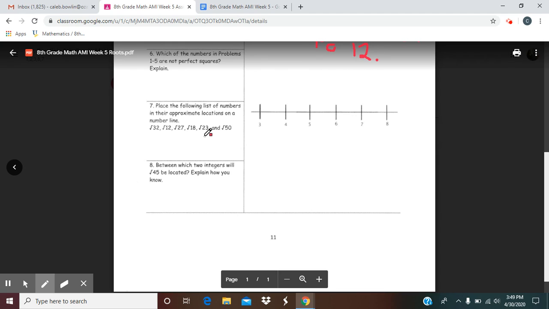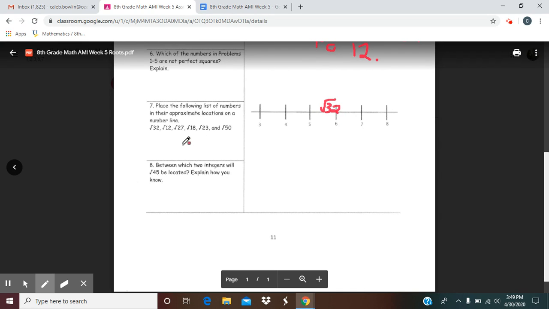Now I'm going to confirm that in my calculator by trying to take the square root of 32, and I see that that's approximately 5.6. So I know for sure that this one will actually be closer to 6. So I'm going to go in here and write it. The square root of 32. Make sure you have it on the right-hand side in between 5 and 6.